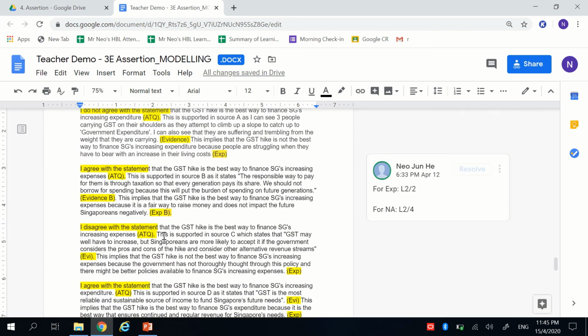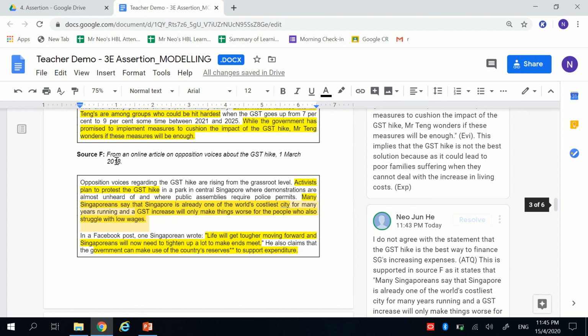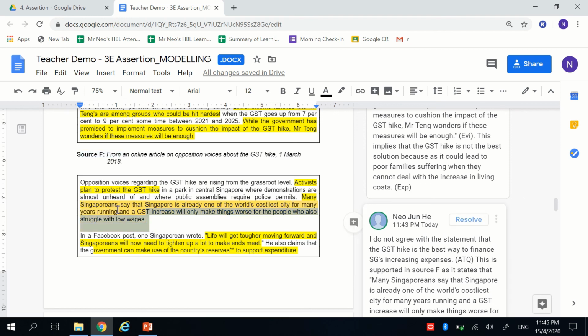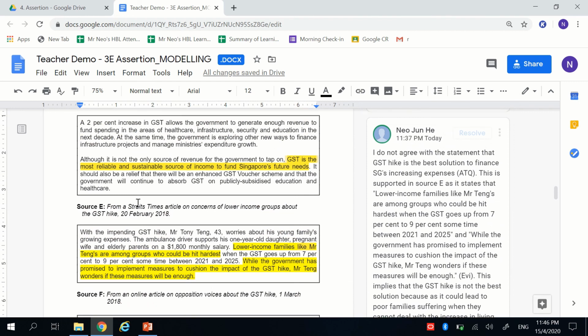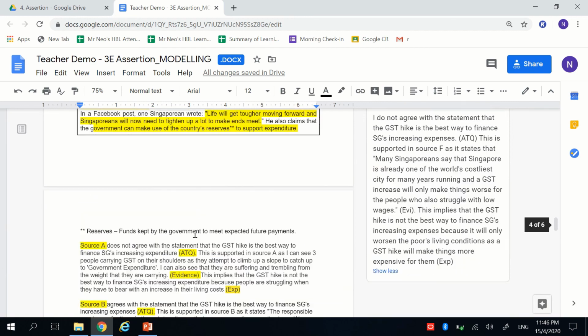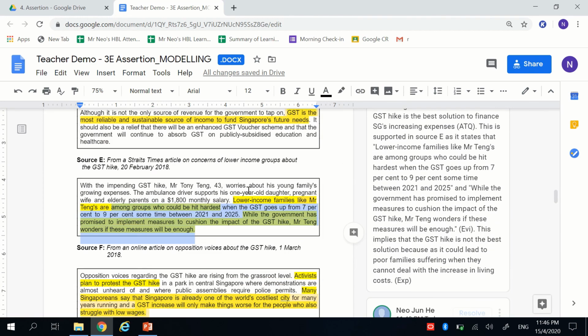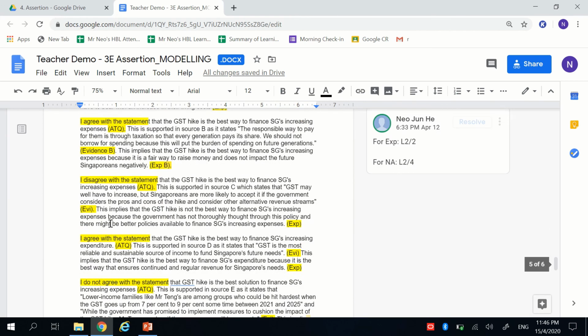And lastly, you should always pick the sources that are easier to explain. For example, source F about the GST hike making people suffer, and source E, the GST hike making the poor people suffer. You can see that these 2 sources are very similar and explanations could kind of be reused. So in the exam, I will actually pick and choose sources that are easier to explain so that I can write them faster and I can score better.